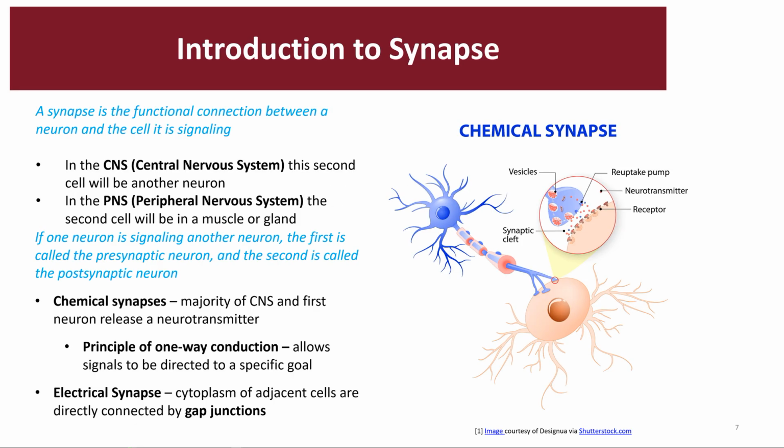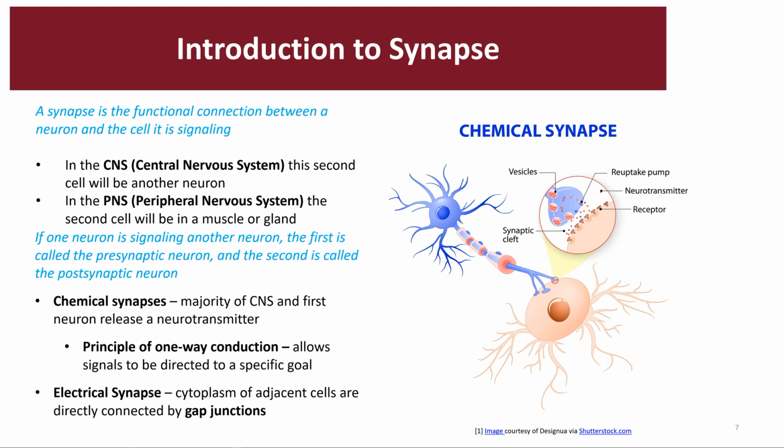So the synapse. What is a synapse? Well, a synapse is defined as this juncture, a specific location where the neuron is either connected or really close to that effector. In the CNS, the second cell will be another neuron, whereas in the PNS, the second cell could be either a muscle or a gland.